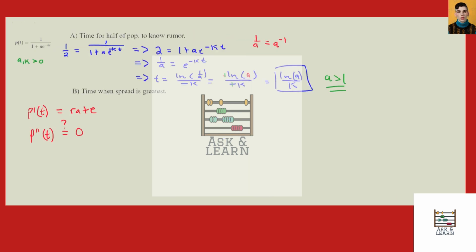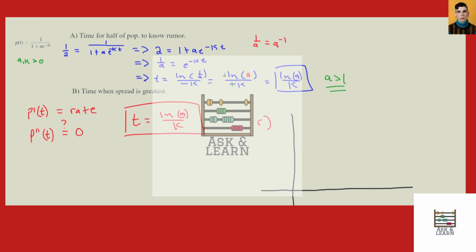So I'm going to go ahead and zoom in a little bit. So we have t is equal to natural log of a over k. And this is by the first derivative test on the first derivative. All right, now the last part, they want for us to sketch the graph. So let's just go ahead and do that really quickly.